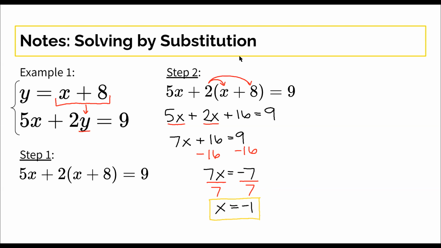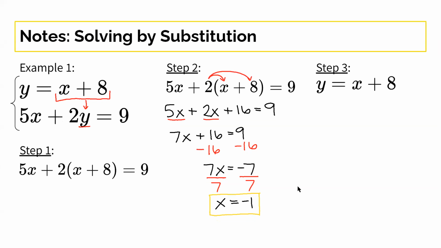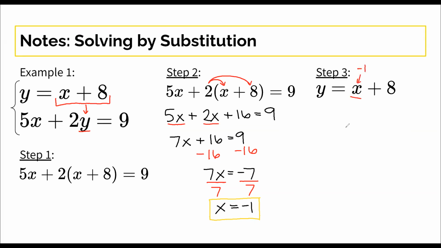Now we need to find the y value that goes with it. What's the height where they cross? To do that, step 3 says take that first equation, y equals x plus 8, and substitute in our answer from step 2. Meaning in that first equation, everywhere I see an x, I'm going to replace it with minus 1. So that's going to give us y equals minus 1 plus 8, or y equals 7.